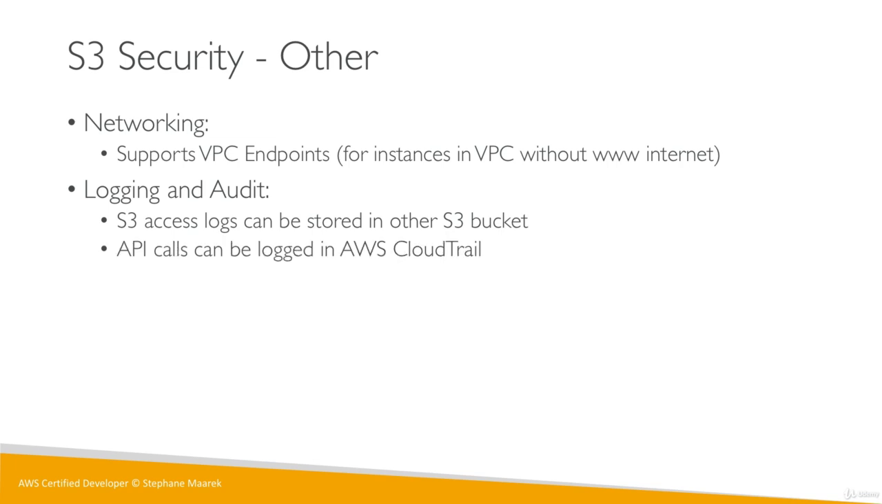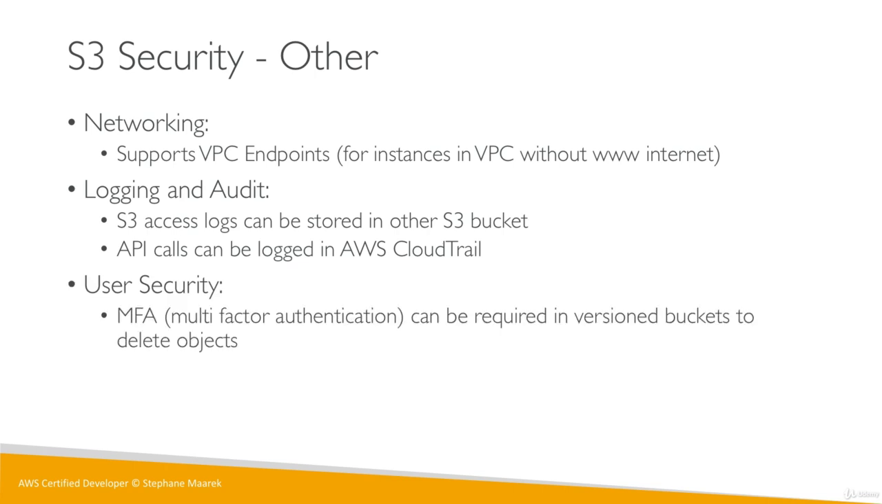The API calls that you make on S3 can be logged in AWS CloudTrail. We haven't seen what CloudTrail is, but it basically allows you to audit your entire API call stack in AWS. And for user security, you can enable MFA, or multi-factor authentication, to make sure that users need to provide a certain token if they want to delete an object in a versioned bucket.